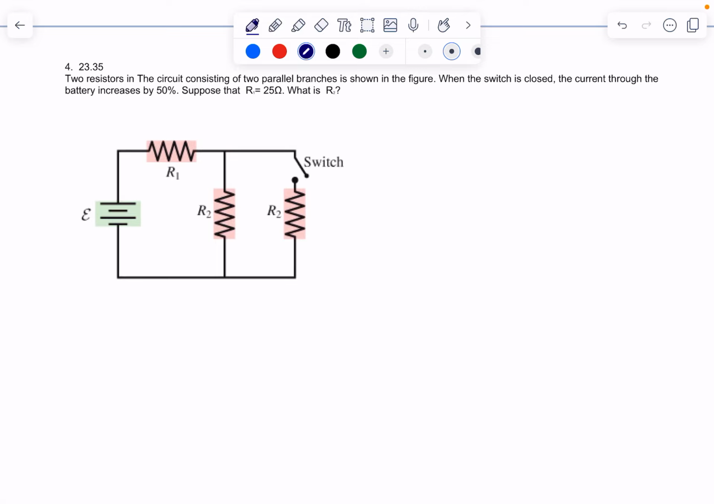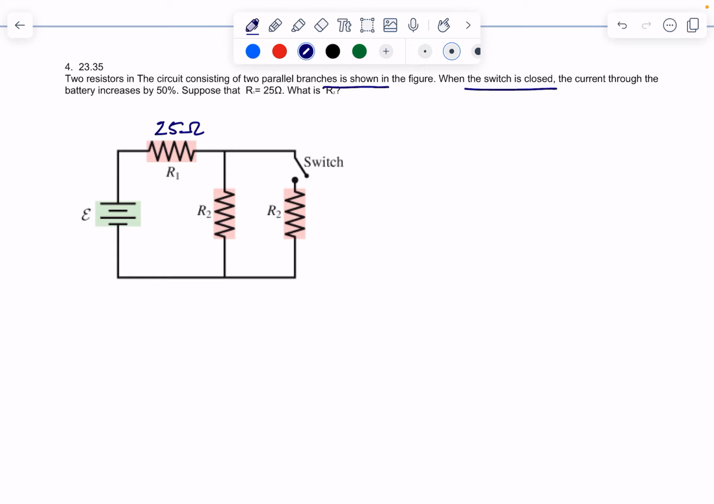R1. And what have I got for R1? I know that it's 25 ohms. And R2 we don't know. Okay, so the circuit consists of parallel branches.